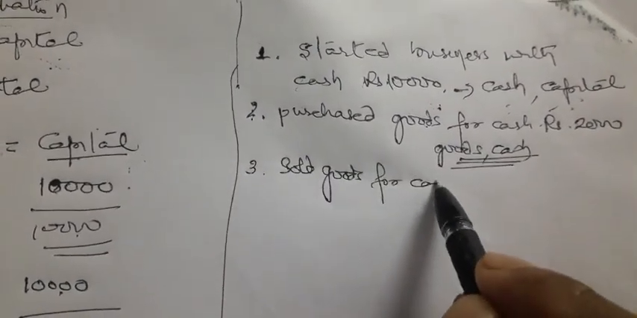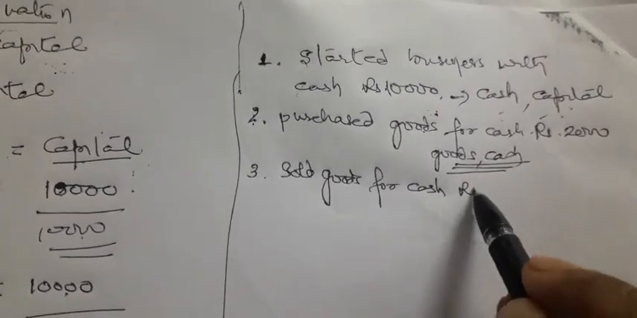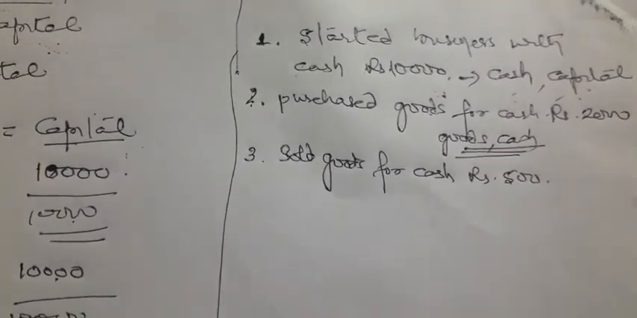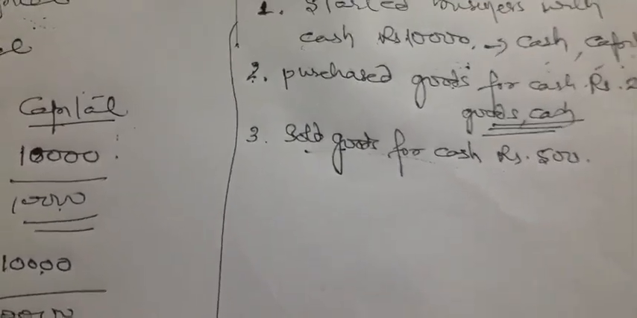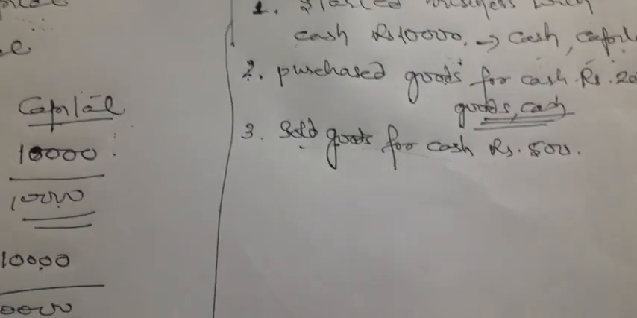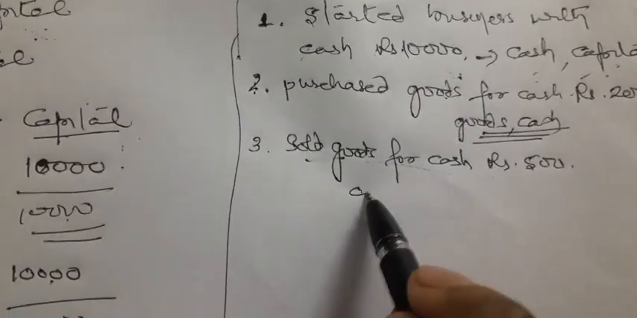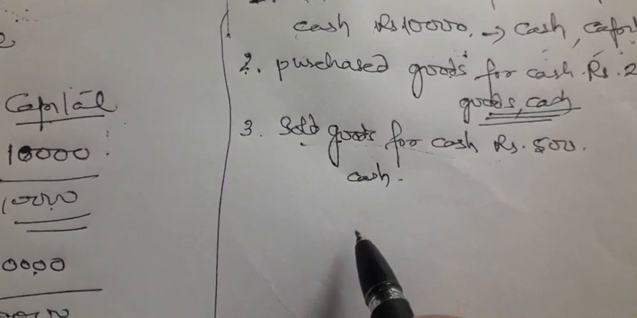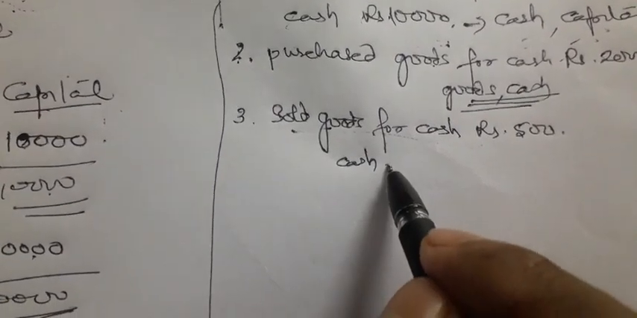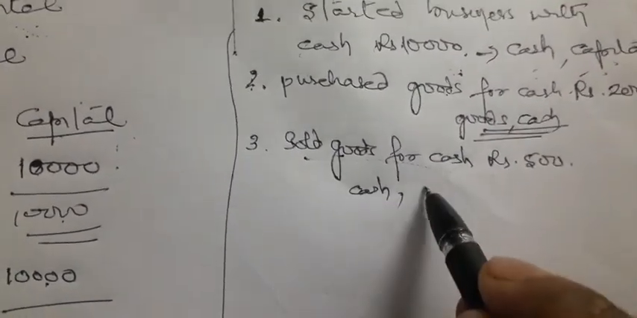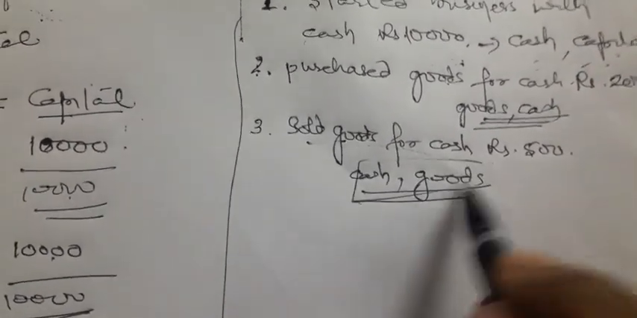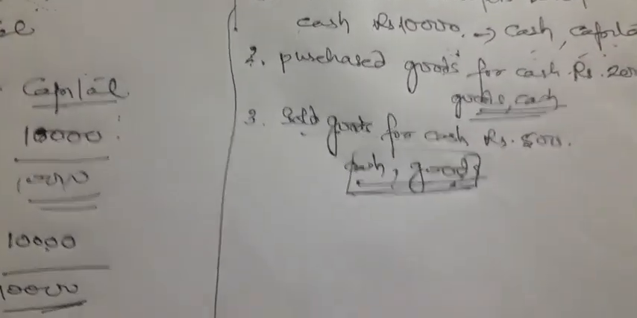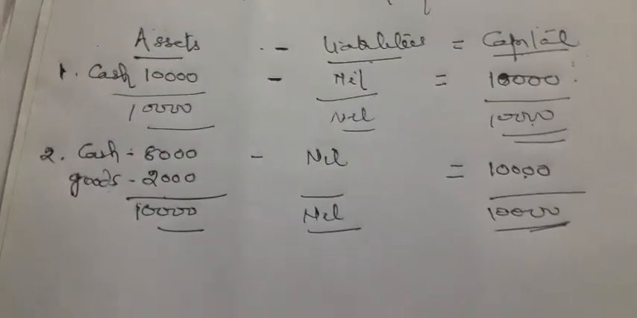Rupees 500. This time the businessman has sold goods for cash, rupees 500. The two things involved in this: one is cash, which is coming into the business. When we are selling goods, cash will come in, and because we are selling, goods are going out. The two aspects involved are cash and goods. Both are assets. So its effect on the equation.